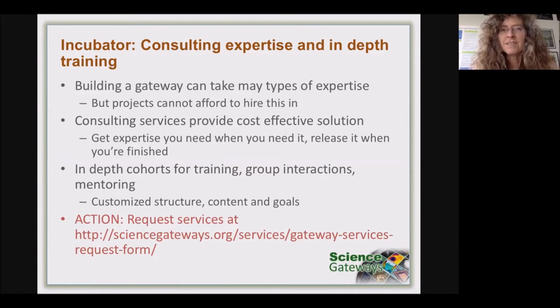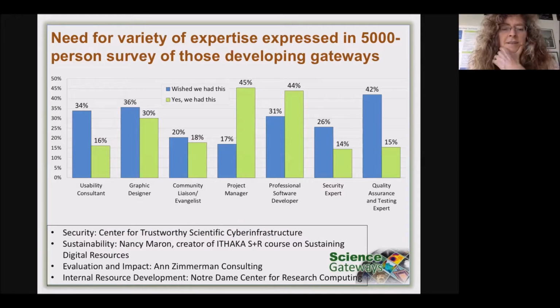So there's still a little ways to go in terms of documentation and filling out that website, but you can actually request services today. And this is a graph of some of the data from the large scale survey, and it just shows some of the range, and this isn't even all the types of things, of things that people wish they had or had on their projects, and it's pretty varied.